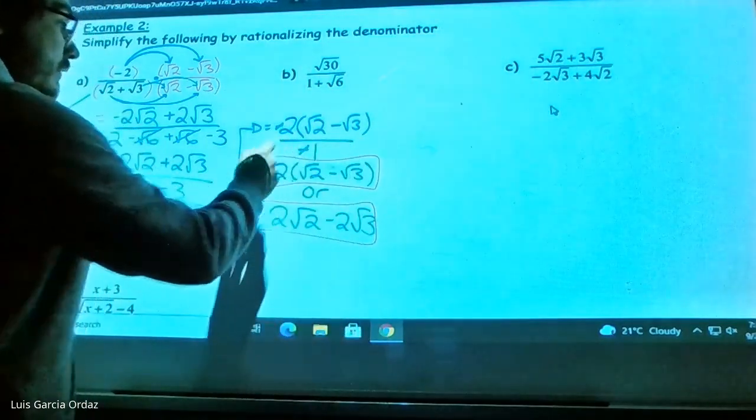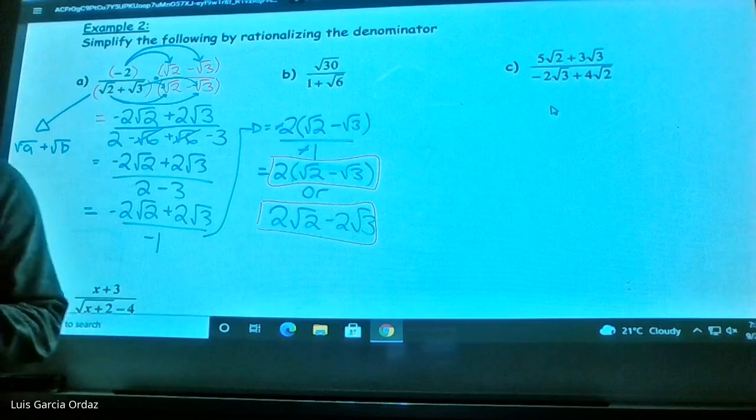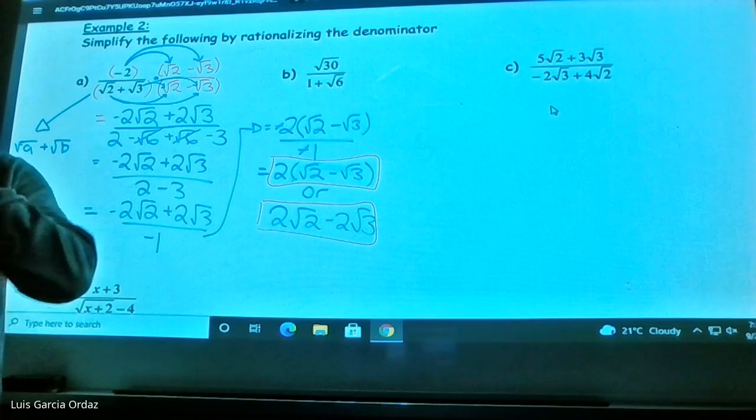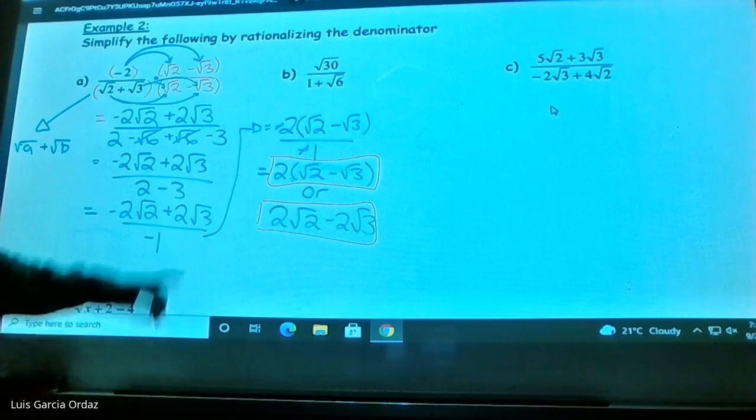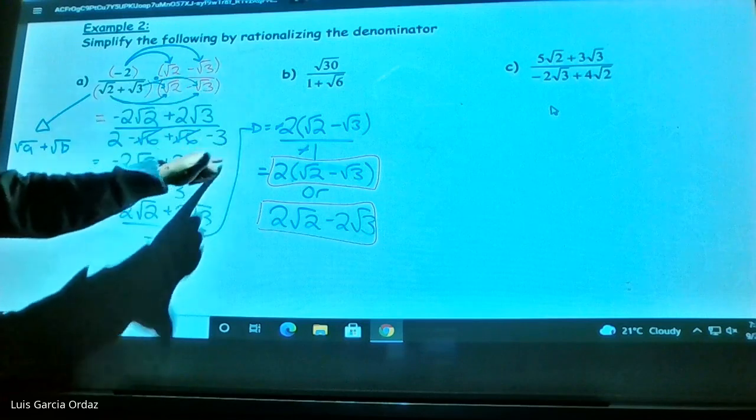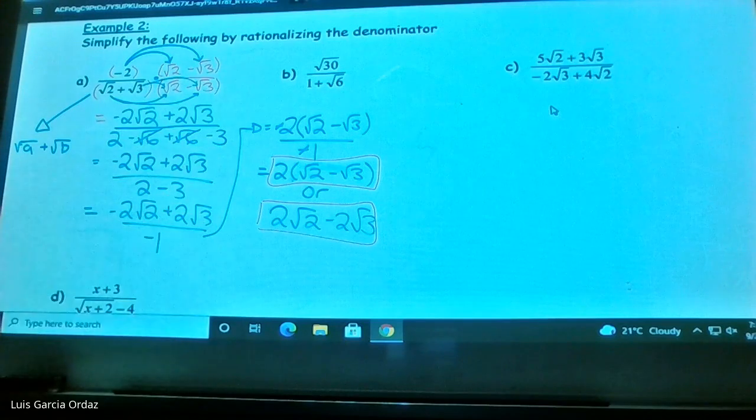Any questions before we take our break? Like I said, I did this a long way so you can see why the conjugate plays an important role when rationalizing. So are we good? Thumbs up, thumbs down.